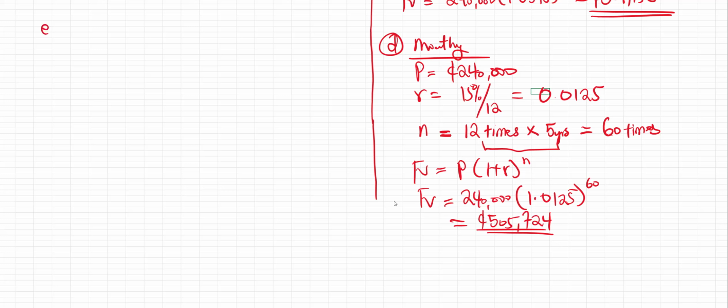Okay, then finally we have daily. We are computing interest daily. How many days do we have in a year? 365 days. We know our principal is still 240,000. Our rate is 15% per annum, but there are 365 days in a year. So what is the interest every day? 0.041.